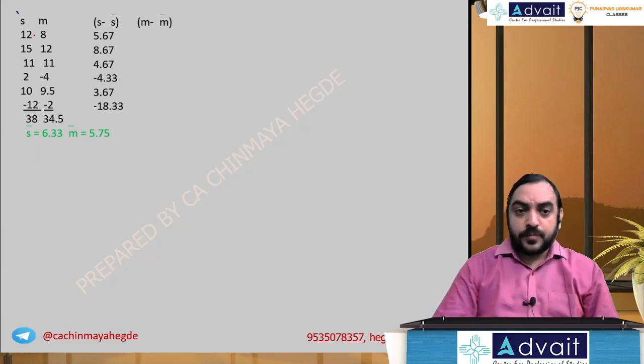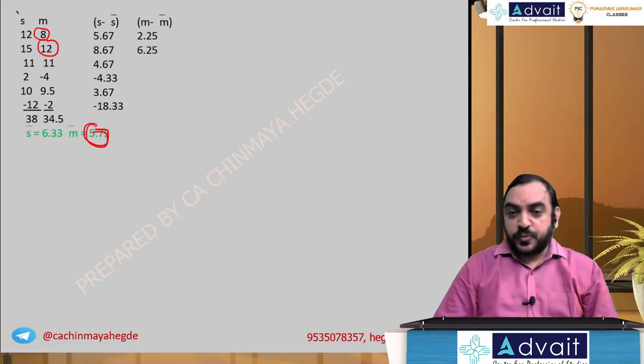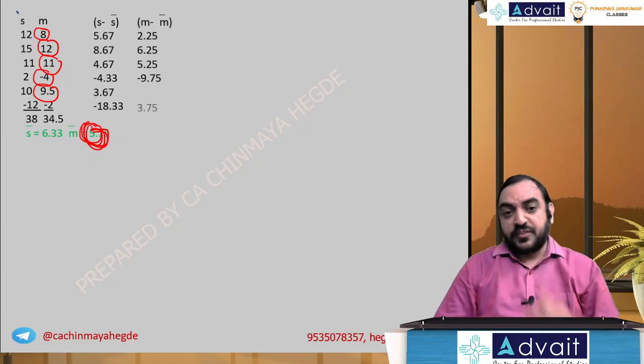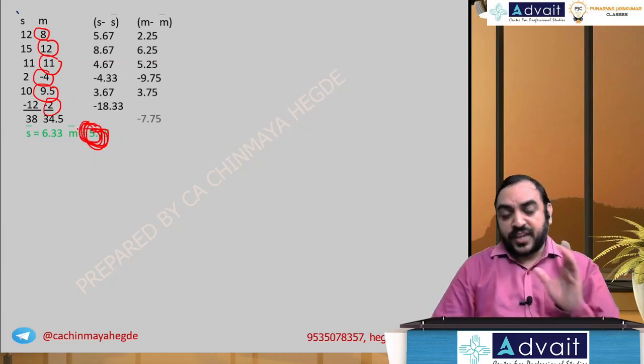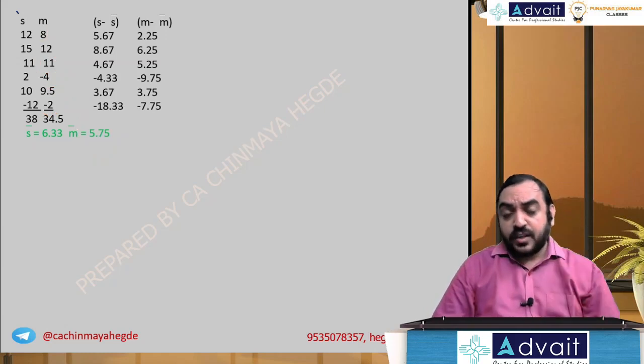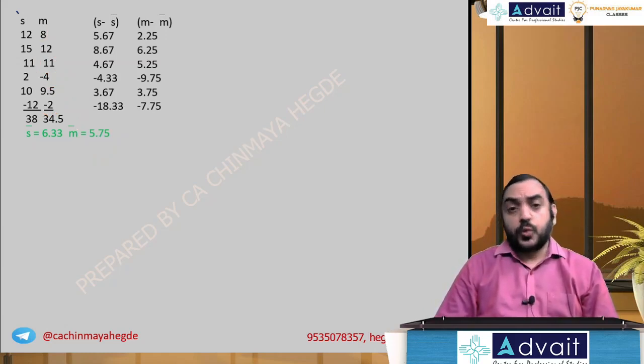M minus M bar. 8 minus 5.75 is 2.25. 12 minus 5.75 is 6.25. 11 minus 5.75 is 5.25. 4 minus 5.75... minus 9.75. 9.5 minus 5.75 is 3.75. 2 minus 5.75 is minus 7.75. Cross verification you can do: total will be 0.